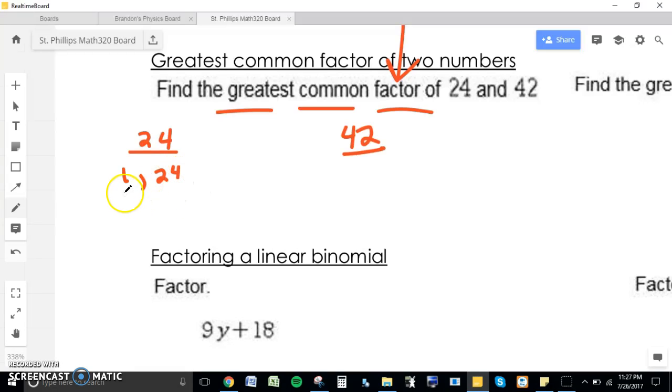Then we keep going on the list. We say, okay, what about 2? Well, 24 is even, so 2 has to go into it. And then, okay, well, if we double this guy, what's half of 24? 12. And sure enough, 2 times 12, 24. Good. Then what about 3? Well, yeah, 3 works. 3 times 8. What about 4? Yep, same deal. It works as well. 4 times 6.